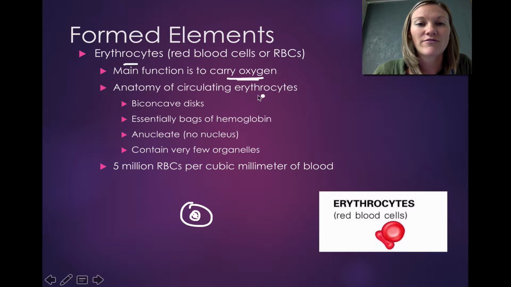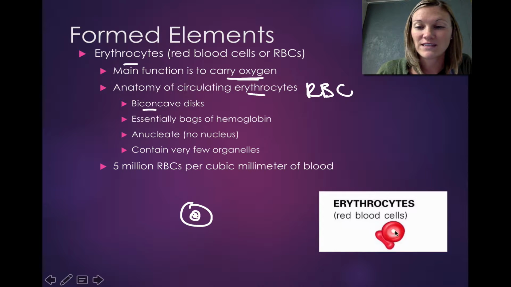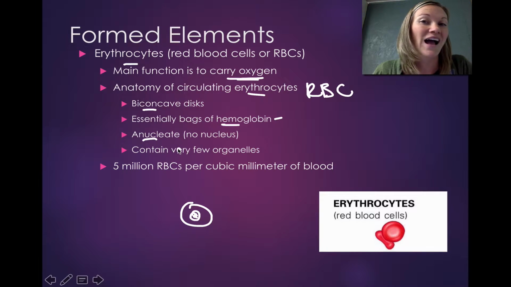So the anatomy of those circulating erythrocytes or red blood cells is that they are made up of a biconcave disc, which you can see here. So it's kind of circular on the outside and then biconcave on each side. They're essentially bags of hemoglobin. Hemoglobin is going to be what helps the oxygen attach to the cell. They're anucleate, meaning that they do not have a nucleus.